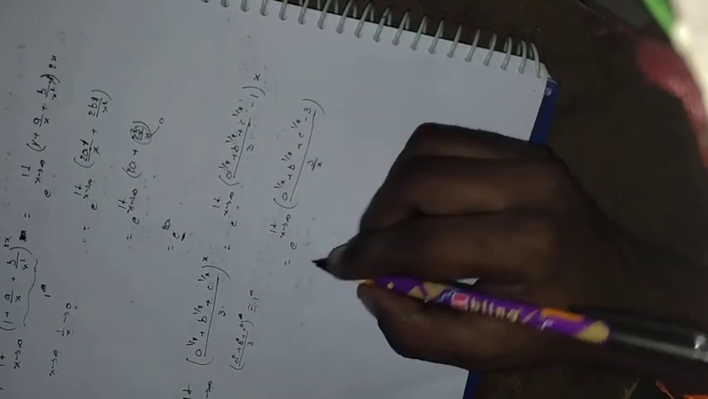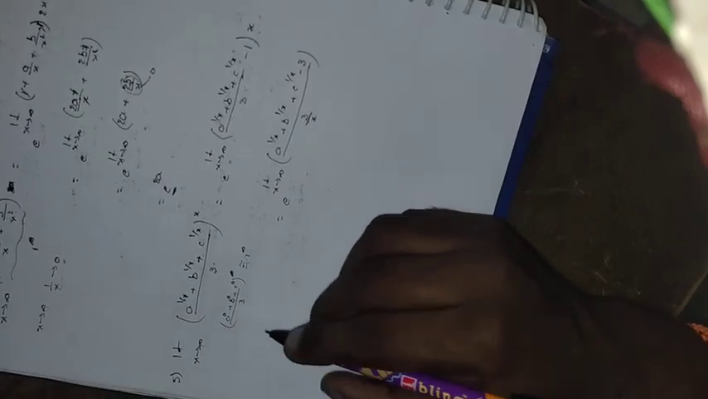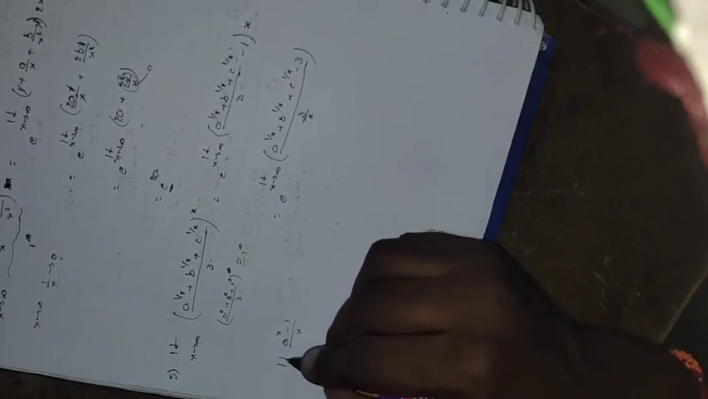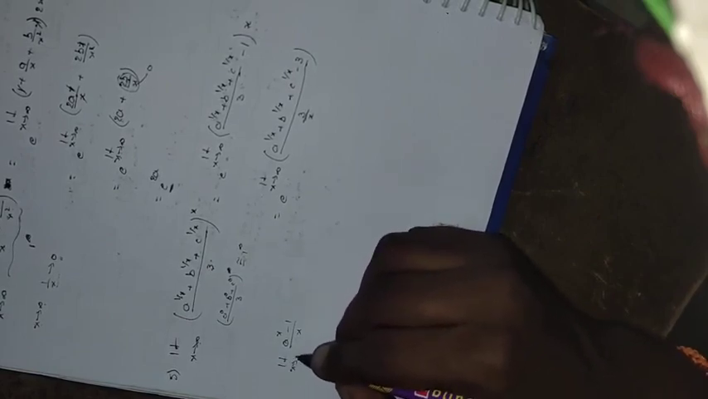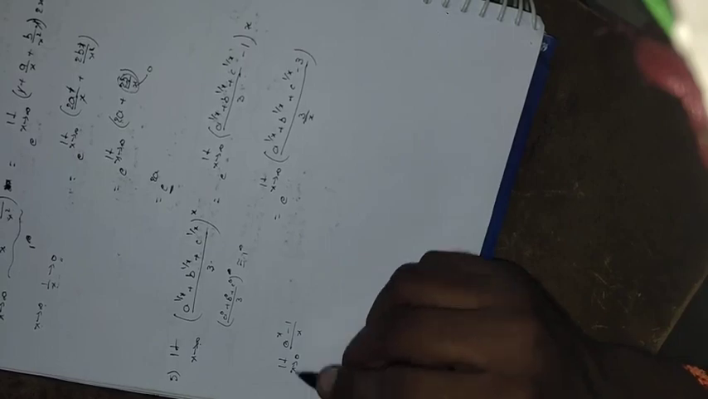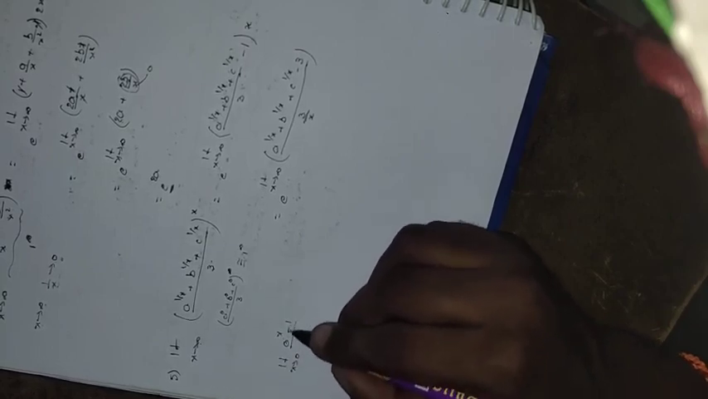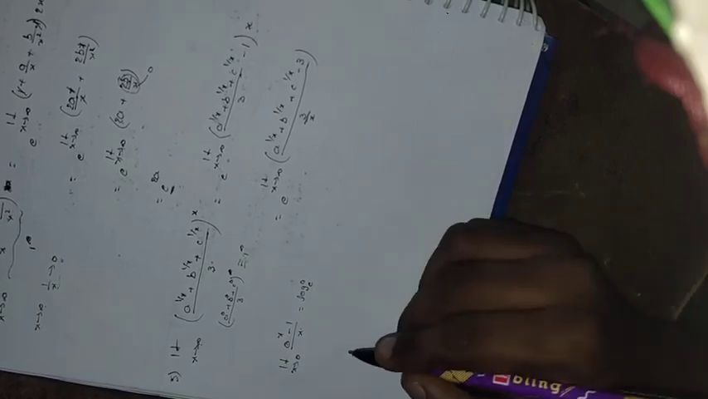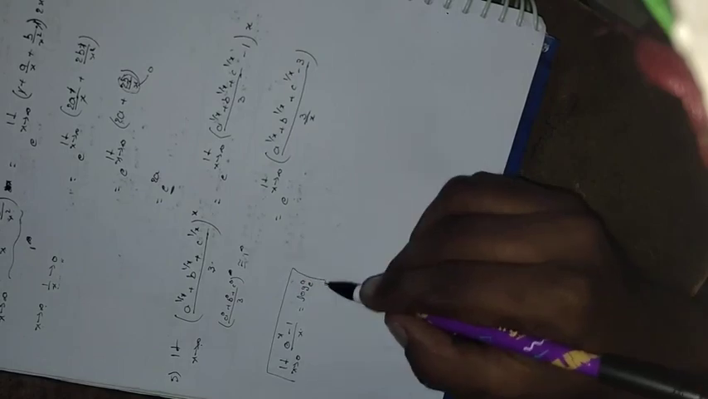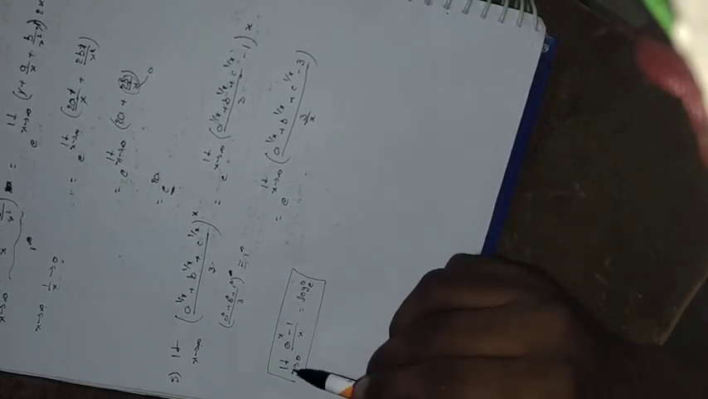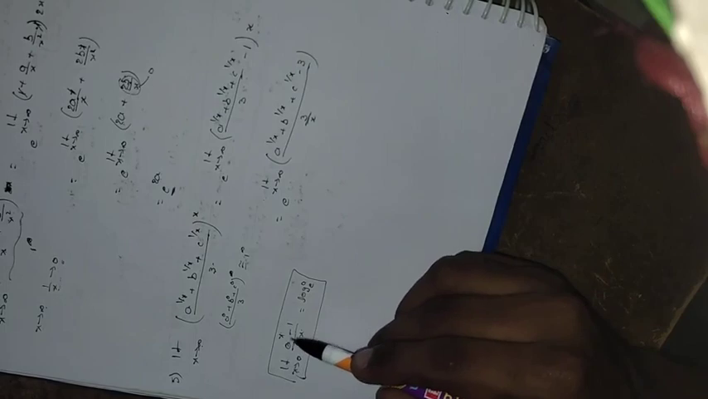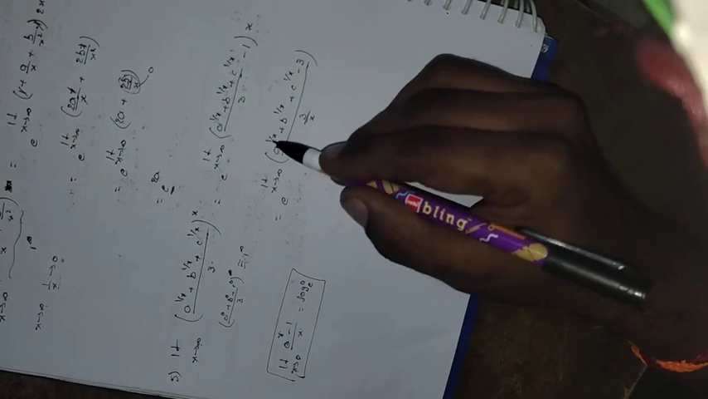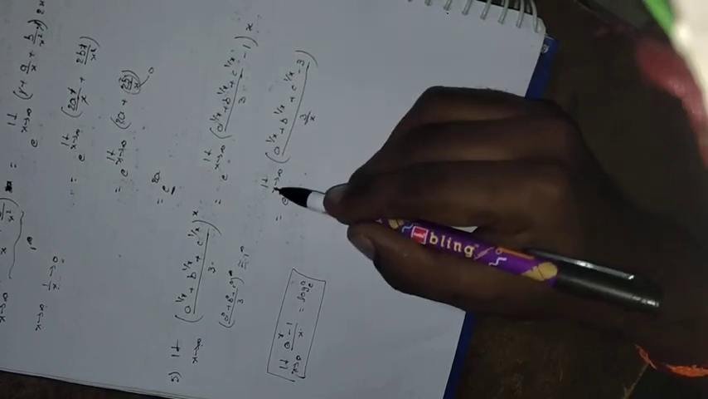So I have one formula. What is that formula? Limit x tends to 0 of (a^x - 1)/x is equal to log a with base e. By using this formula here, what is x tends to 0? Here the power is x. Here 1/x is the power, so I can convert this into 1/x tends to 0.